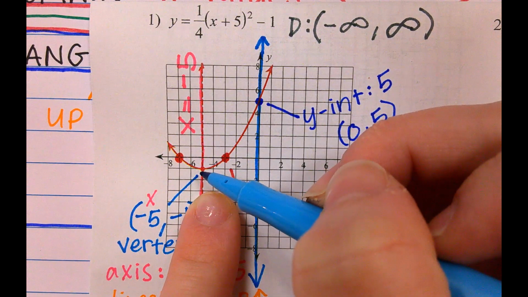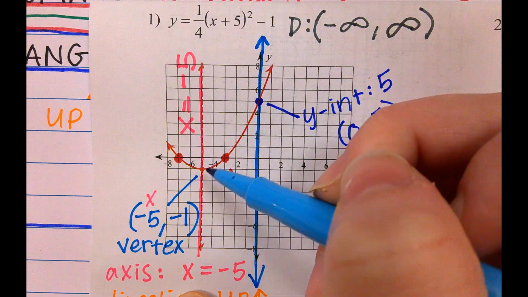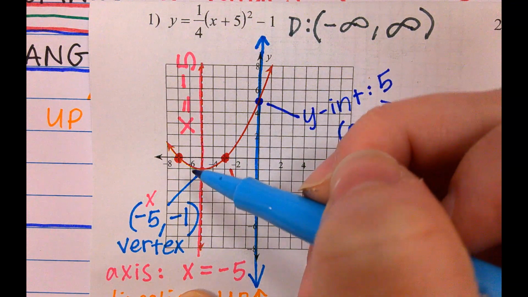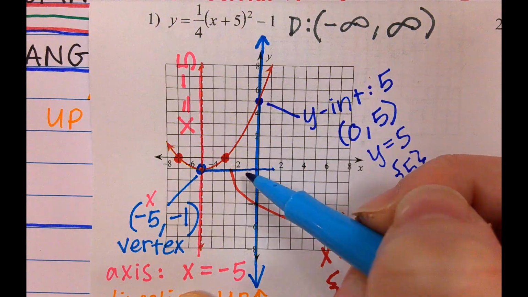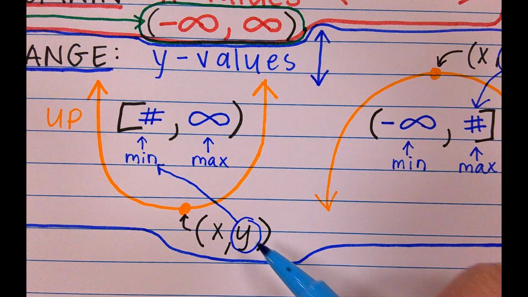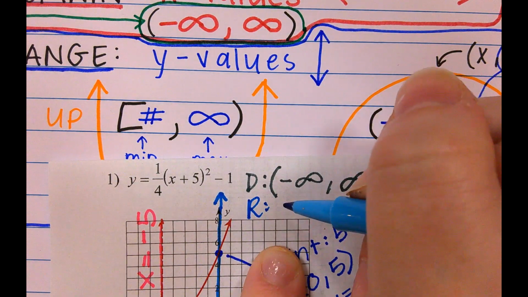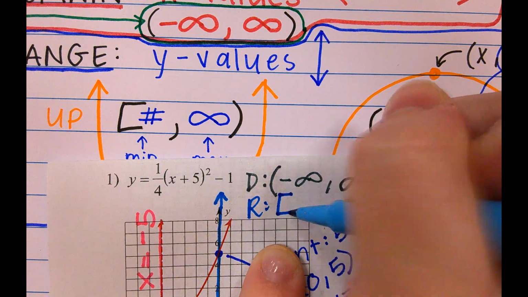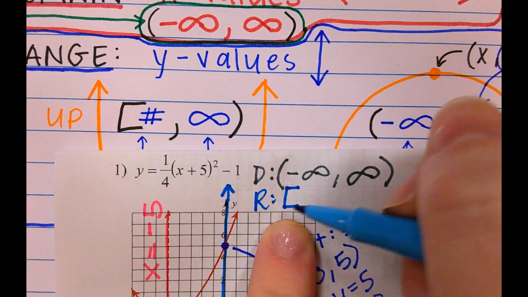Yes, the lowest point is the vertex. This is where the graph doesn't go any lower than this. So this is my lowest point. My lowest y value is -1. It's the same as the vertex. It would just be a -1 and then infinity. So the range, remember the number gets the bracket. So we'll put a bracket, and the minimum value is -1.